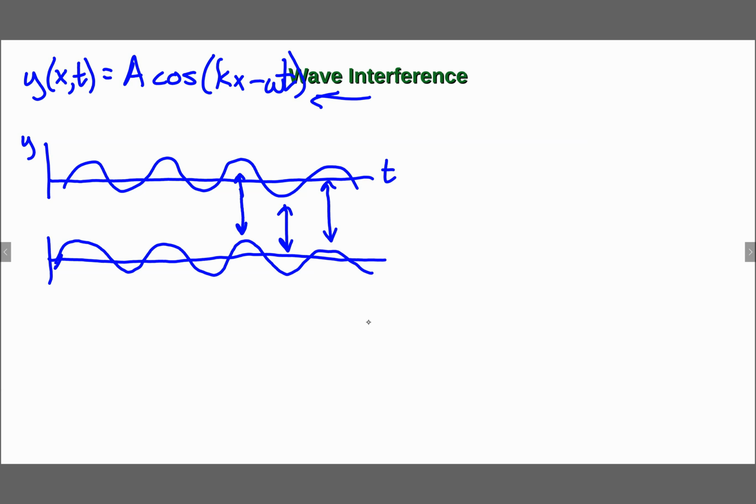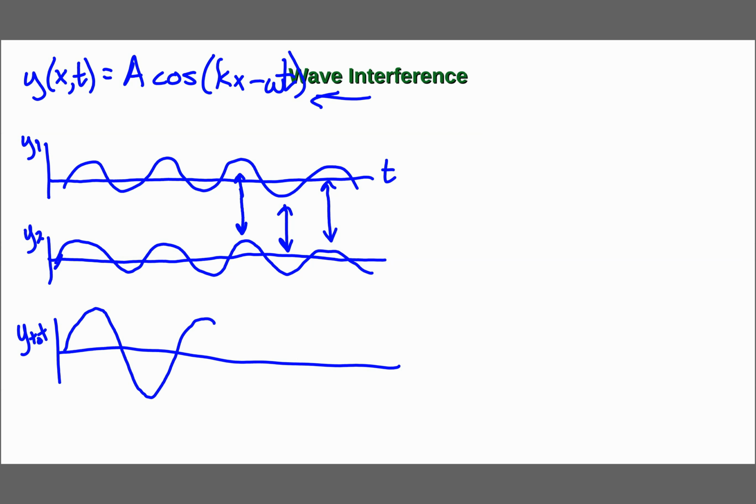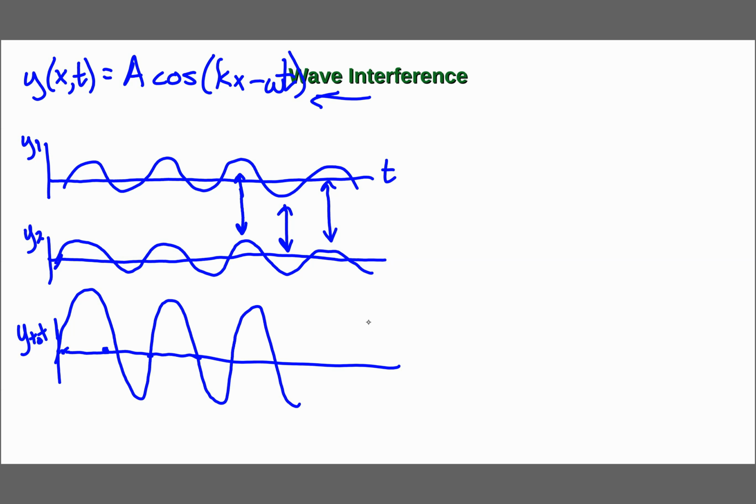Now if I add these together, so that's y1 going through, and that's y2, then y total, superposition says, is just y1 plus y2. Well, in this case, if I add them together, I end up with something, a wave. I'm really trying to draw these so they match up here. I have a wave that has now twice the amplitude, okay?